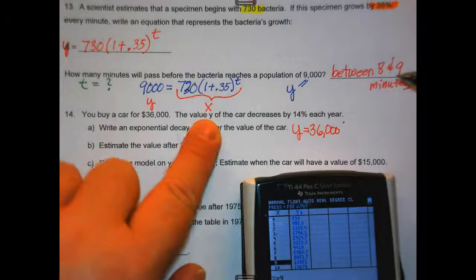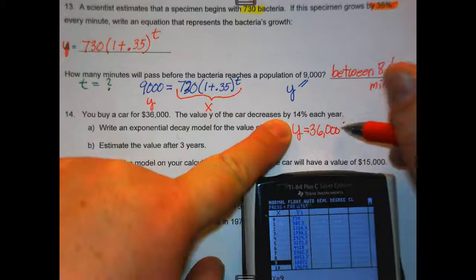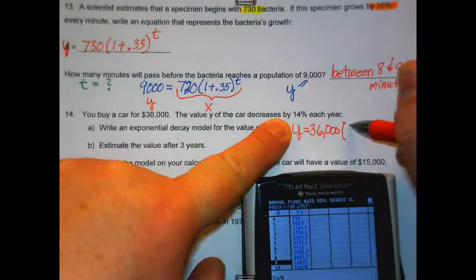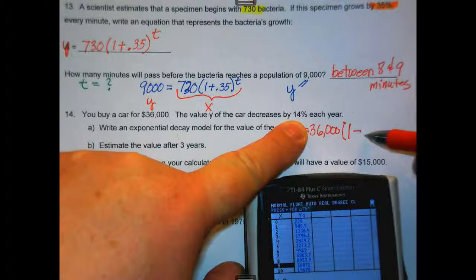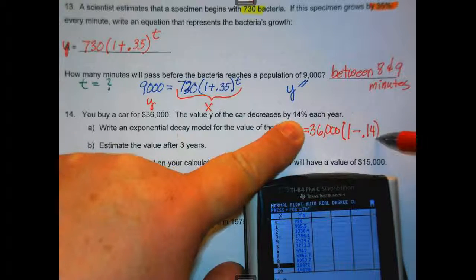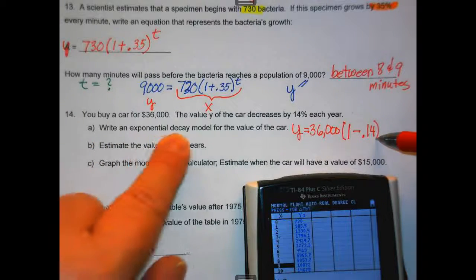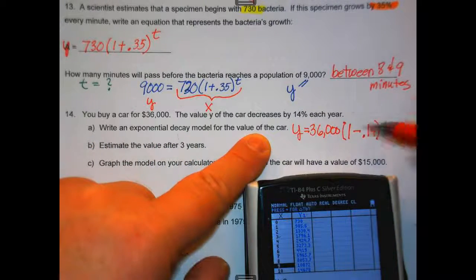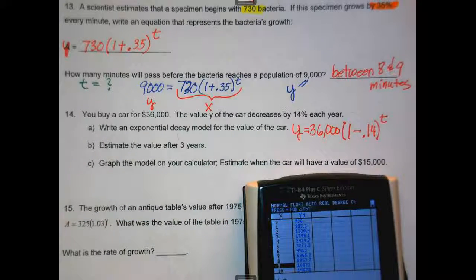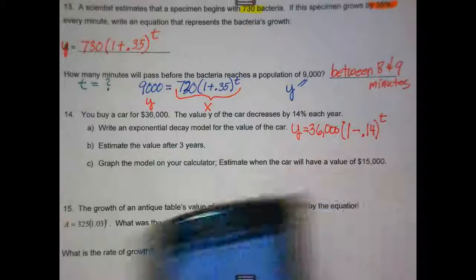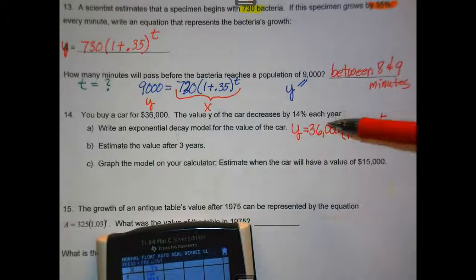Okay, the Y value of the car decreases, so I have a decay. So 1 minus my rate, 14%. We don't like percentages, we use decimals. 0.14 each year. Write an exponential decay model of the value of the car. So Y equals 36,000. So I need a T here, right? So there's my model. I wrote a model for the depreciation.